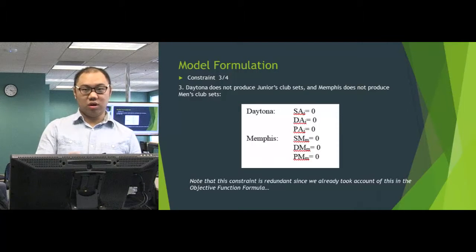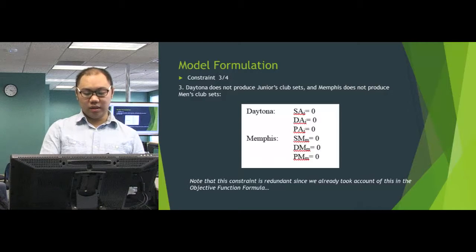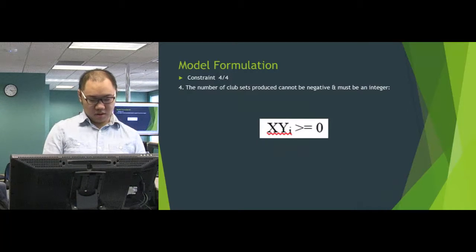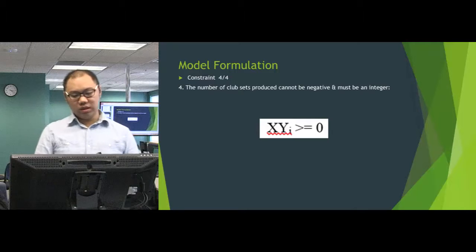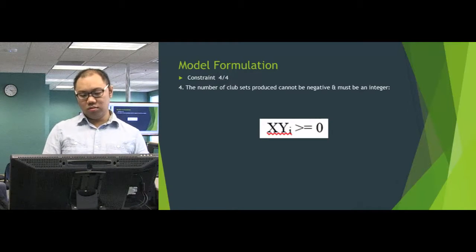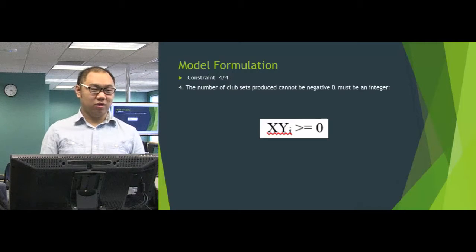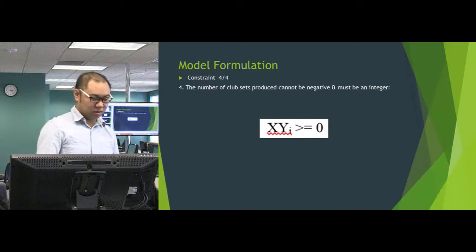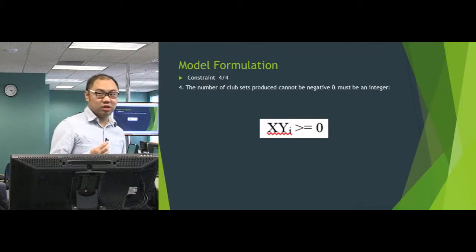Also, in the problem statement, we found that Daytona doesn't produce the junior club set, and Memphis didn't produce the men's club set. Okay. Last constraint: it can't be negative, and it should be an integer, because we can't produce half a club set. So this is our model building part. Next, BJ will introduce the analysis part.